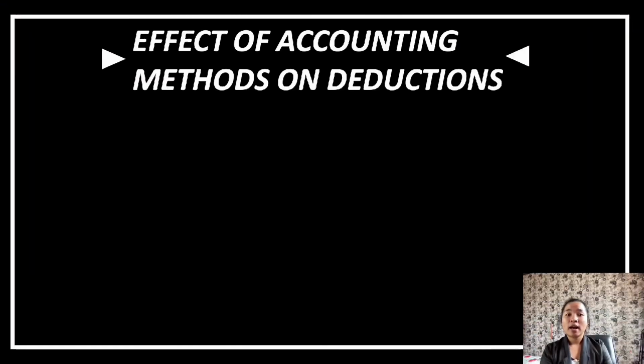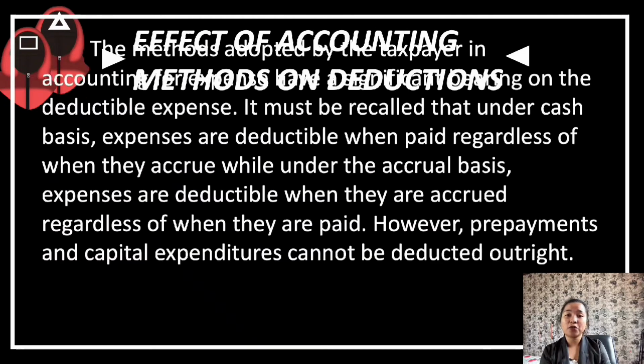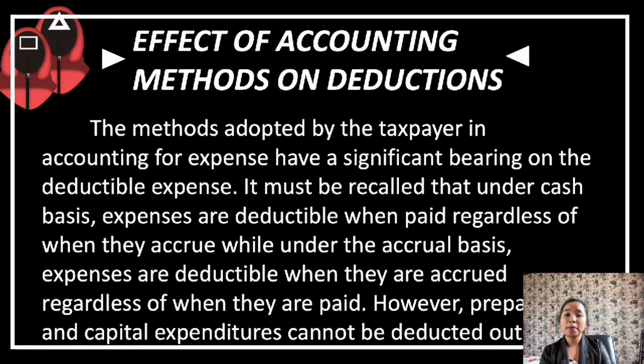As for the effect of accounting method of deduction, the method adopted by the taxpayer in accounting for expense has a significant bearing on the deductible expense. It must be recalled that under cash basis, expenses are deductible when paid regardless of when they were incurred, while under the accrual basis, expenses are deductible when they are accrued regardless of when they are paid. However, prepayment and capital expenditure cannot be deducted outright.